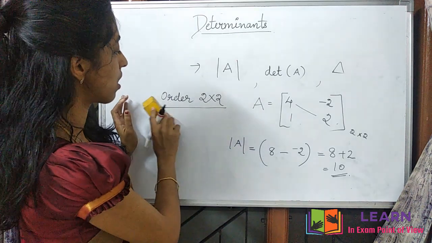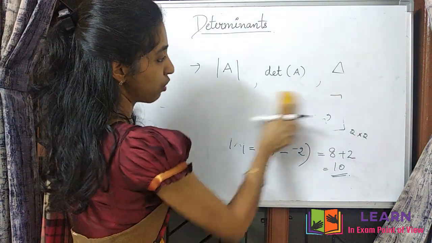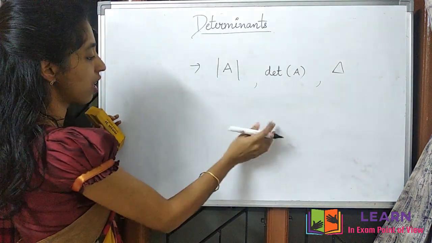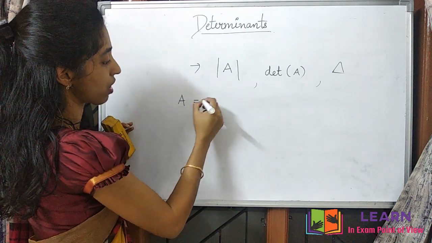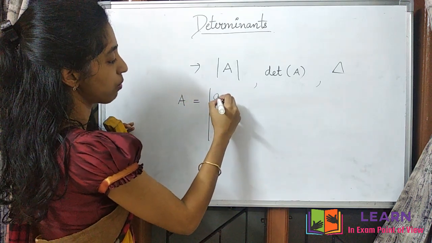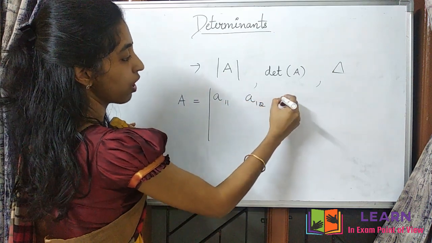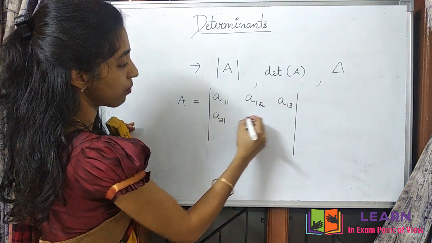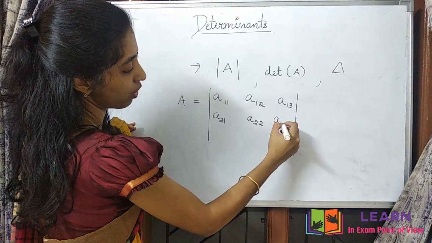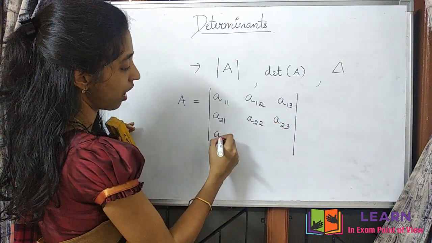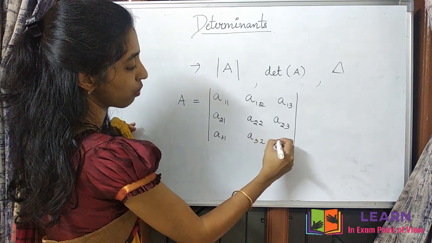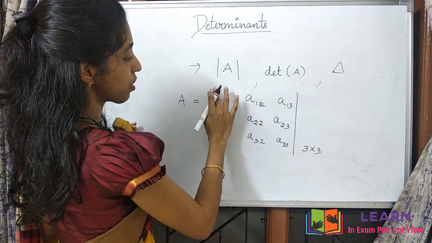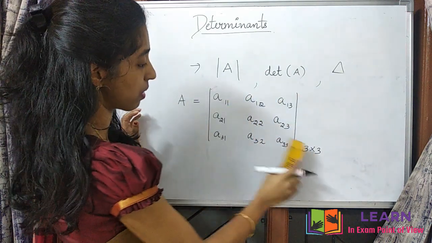Then next we can go to a 3 by 3 matrix. It is somewhat more complicated than 2 by 2, but it's easy once it is clear. So we will take a 3 by 3 matrix: a11, a12, a13, one more column will be there, then a21, a22, a23, then last a31, a32, a33. This is a 3 by 3 matrix, and we are going to find the determinant of this matrix.